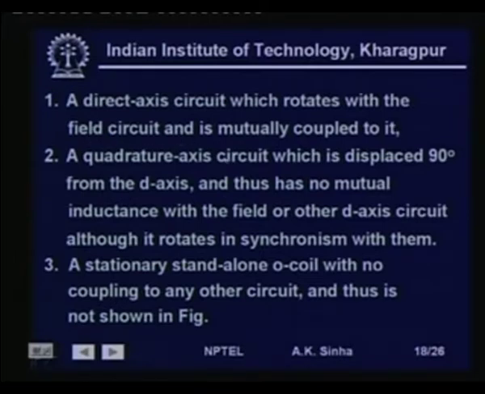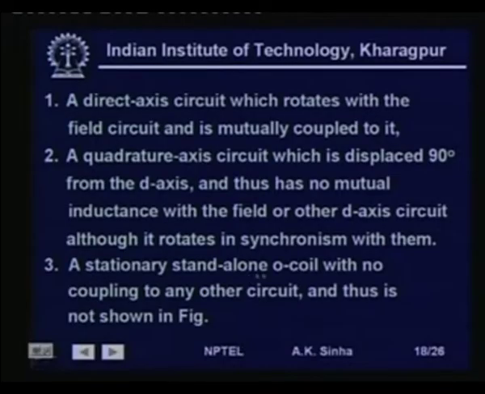it. We have a quadrature axis circuit which is displaced at 90 degrees from the direct axis and has no mutual inductance with the field or the other d axis circuit, although it rotates in synchronism with them. That is, we have replaced the ABC phase coils by two fictitious coils, one on the direct axis and another on the quadrature axis, both rotating at synchronous speed and displaced from one another by 90 degrees.